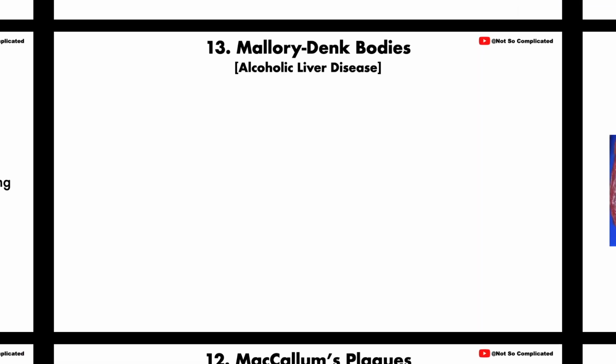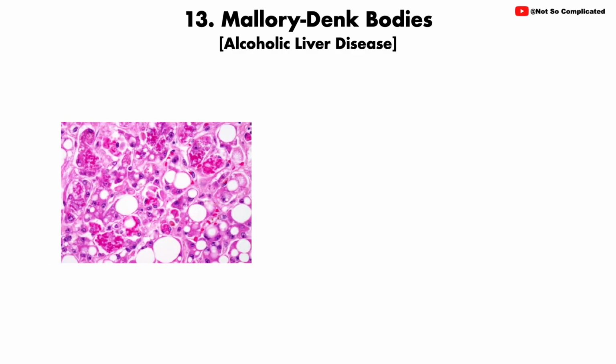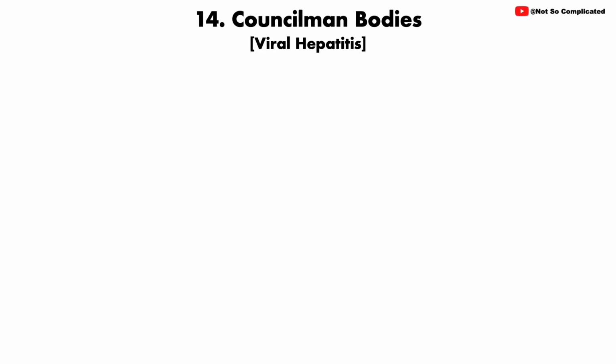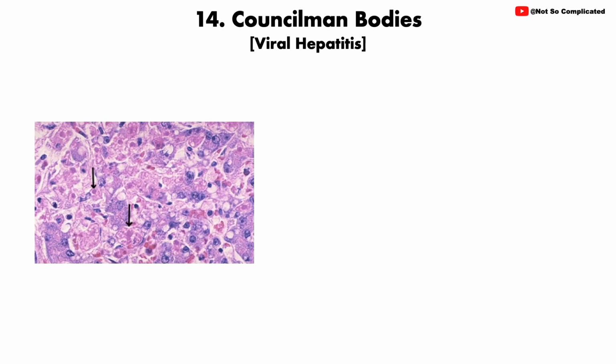So the next one we have is Mallory-Denk bodies, and this is seen in alcoholic liver disease. It looks like this, obviously, and these are cytoplasmic protein clumps found in liver cells or hepatocytes. And the 14th one we have is Councilman bodies, and these are also seen in viral hepatitis, also a liver disease, obviously. So the arrowed portion, you can see, pause the video and look at it.